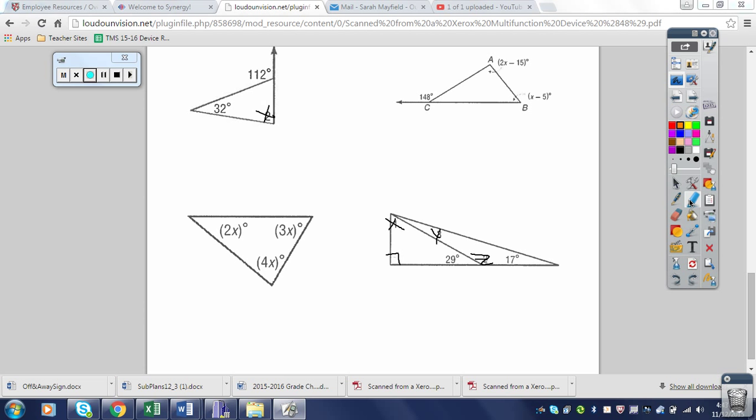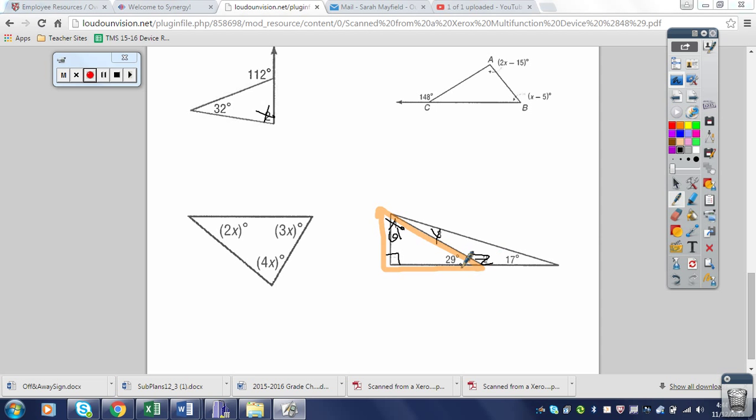So when you're solving problems like this, you want to break it up into smaller triangles. So I want to look at that triangle first. So X plus 90 plus 29. So I'm going to add 90 plus 29 and subtract that from 180. X is 61 degrees. All right, so now I have to find Y and Z.